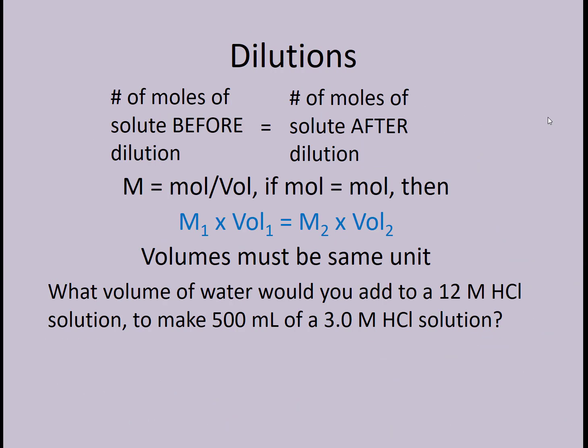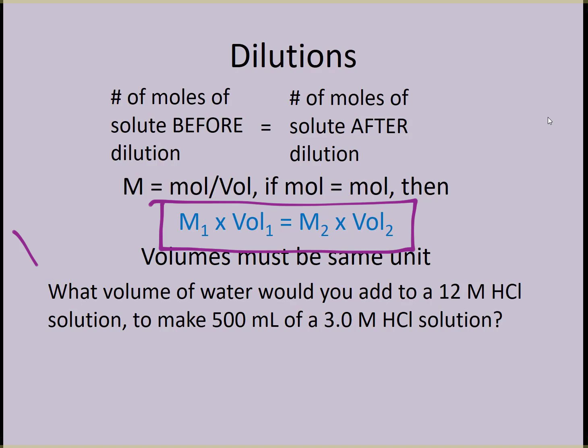Dilutions, this is when you use this formula. You start off with the same amount of moles of the substance that's dissolved. And so all you're doing is adding more water. And so you can use this formula: molarity times volume equals molarity times volume. And let's do a problem. What volume of water would you need to add to a 12 molar hydrochloric acid solution to make a 500 milliliter of a 3 molar solution?